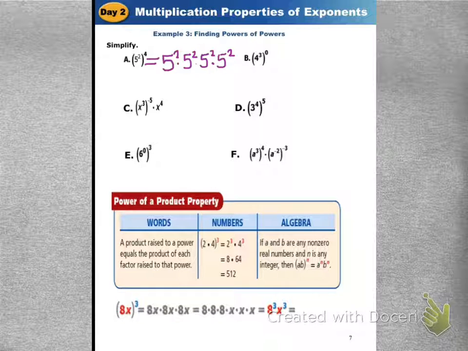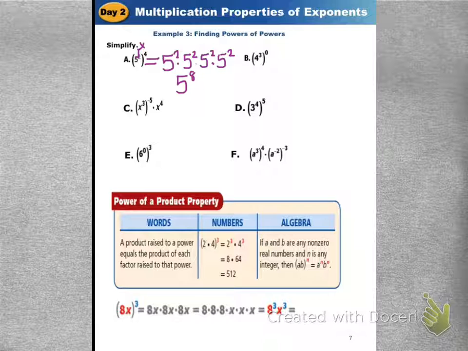And so then it all comes back to that power of a product property. See, now we have 5 bases that are all the same. They're all 5, and they're each being raised to the 2nd power. So if we were to then add these exponents, the 2 plus 2 plus 2 plus 2, that's 5 to the 8th power, which is really the same thing as just multiplying the 2 and the 4 together. So our final answer would be 5 to the 8th power.